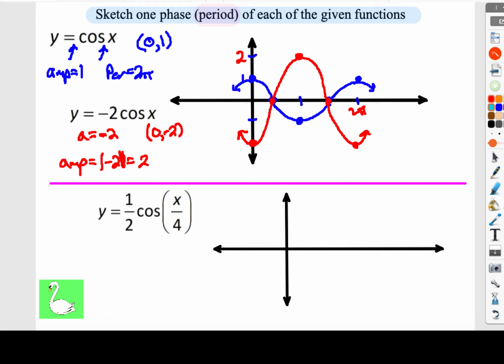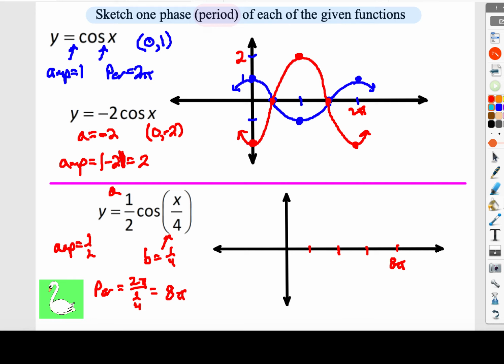Finally, let's do the one down here at the bottom. Again, we'll notice that A is a half, which makes for an amplitude of a half. B, on the other hand, is a 1/4. And remember that the period equals 2 pi divided by B. Or basically, if you multiply by the reciprocal, our period's going to be 8 pi this time. So again, I'm going to make 4 tick marks. And this is going to be 8 pi out here at the right.